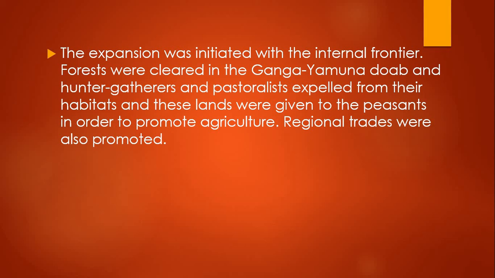With the internal expansion, forests were cleared, particularly in the Ganga-Yamuna Doab region. Hunter-gatherers and other pastoralists were expelled or removed from that particular land. And this fertile land was given into the hands of the peasants in order to promote agriculture. As agriculture was promoted, regional trade also flourished.